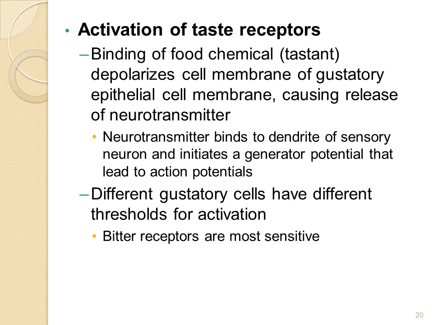So, the binding of the food chemical leads to depolarization of the membrane of the gustatory epithelial cell, and accordingly the neurotransmitter is released. After release, it binds to the dendrite of the sensory neuron and initiates a generator potential. This leads to the action potential, and different gustatory cells have different thresholds for activation.